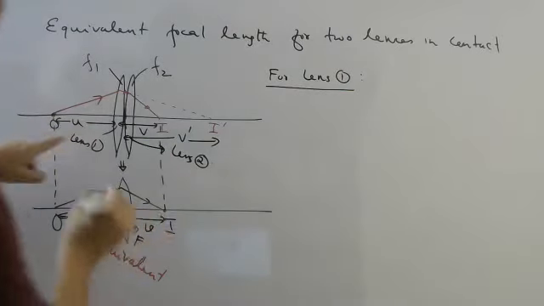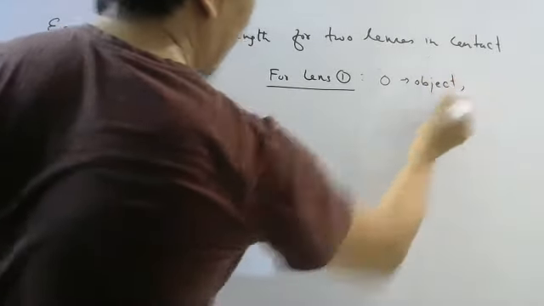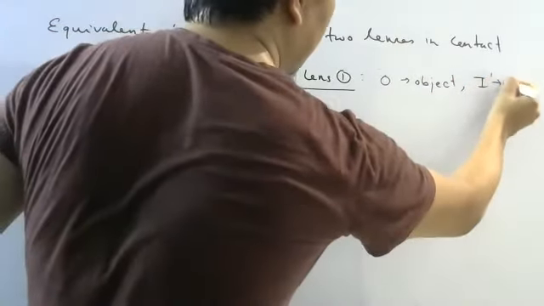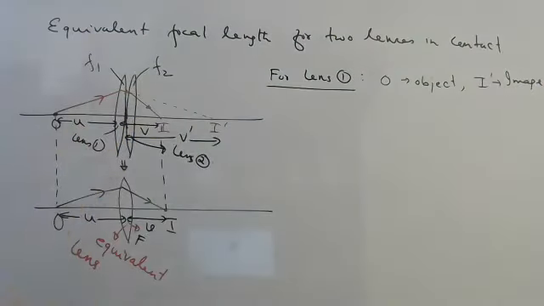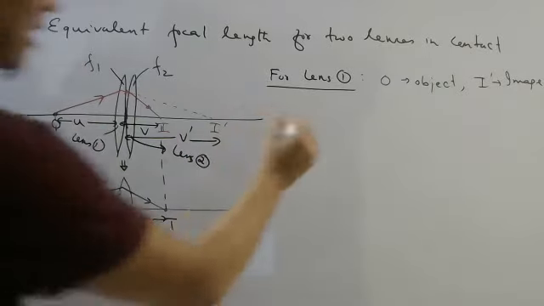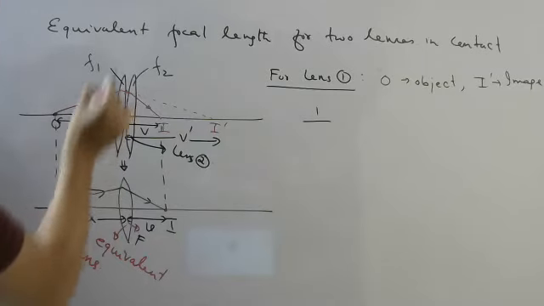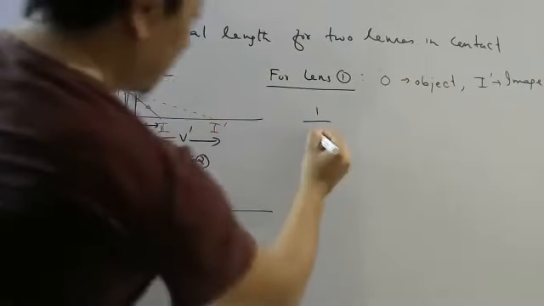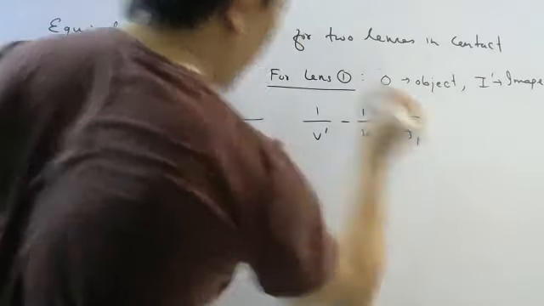So for the first lens, you can see O is the object like before, and I dash is the image. Yes or no? If the second lens was not there, this would be the image produced by the first lens. So use the lens formula 1 by v. Who is v for the first lens? For the first lens, v is v dash, minus u equals 1 by f1.